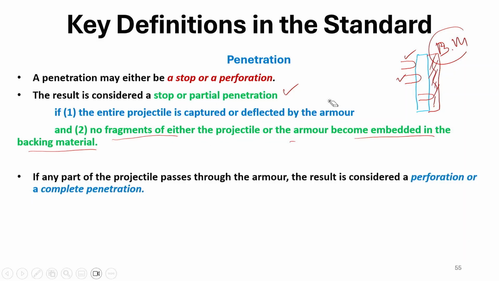If any part of the projectile passes through the armour, that result is considered perforation or complete penetration. If it goes out the other side, then we will call it perforation or complete penetration.